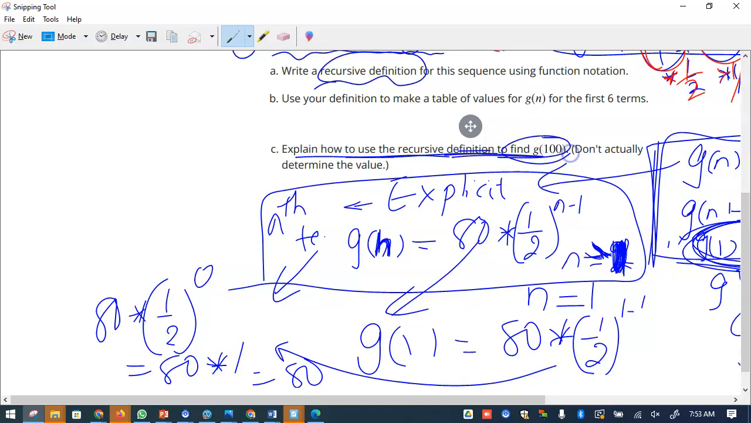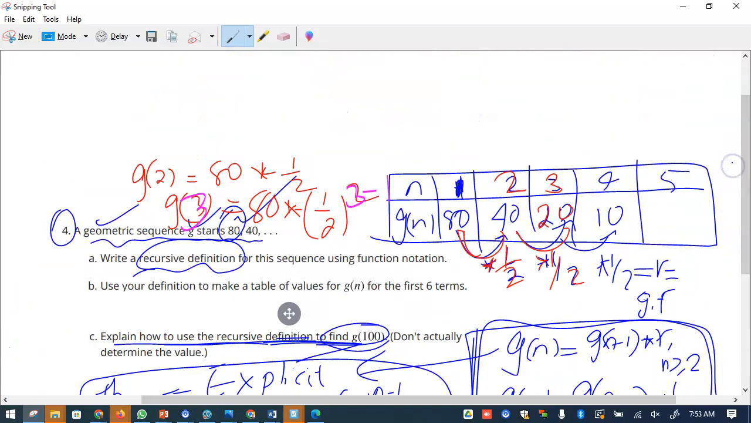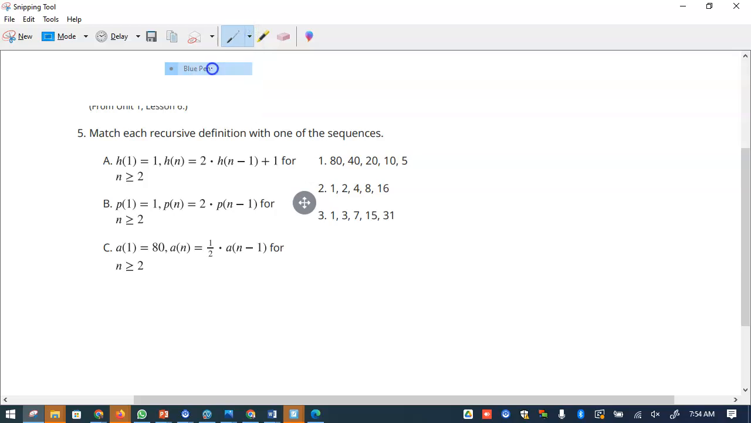Now I'll explain how to use the recursive definition. This means if I want to find g of 100 using the recursive definition, you start with 80 and you go on halving until you get 40, then 20, then 10, then 5, then 2.5, and you go on doing that, and you get something like 0.000 and so on.